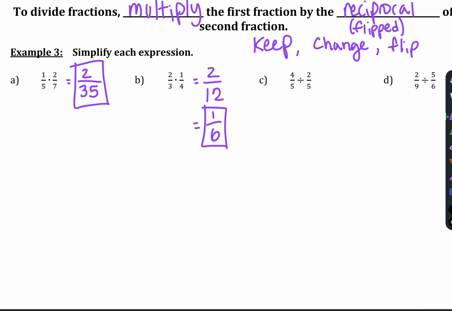Okay, here's the division part. Here's where we get a little tricky. Remember, we keep the first one the same. So 4/5 stays 4/5. I'm going to change that division sign to multiplication. And then 2/5, I'm going to flip it. I'm using its reciprocal. 5/2. And then multiply, 20/10. What does that simplify to? Perfect. Any questions on that?